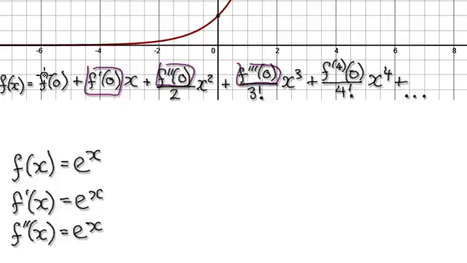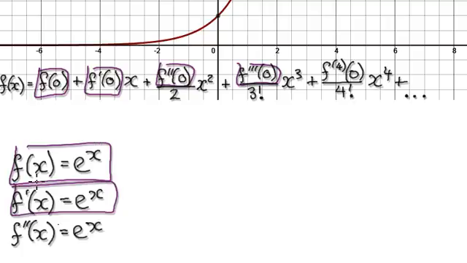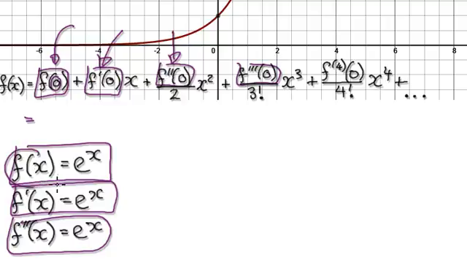So you would start out with the original function. The original function is this. Differentiate it, so that will then give you your first derivative. Differentiate it again, that will then give you your second derivative. But our first coefficient would be the original function evaluated at 0. So the original function here evaluated at 0 would then give us e to the power of 0, which would be 1. So this block here would be 1.